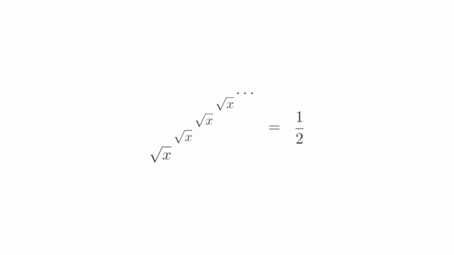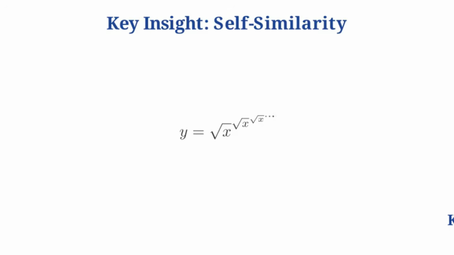It's a square root of x raised to the power of another identical tower, which is raised to another, and so on, endlessly. The key insight here is self-similarity. Because the tower is infinite and repeats itself, we can replace the entire infinite part with the same variable, let's call it y. So our equation becomes y equals the square root of x to the power of y.